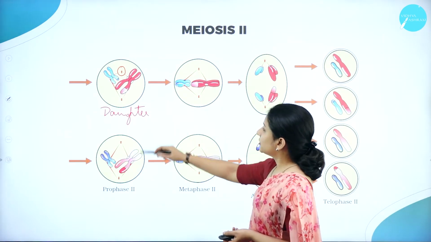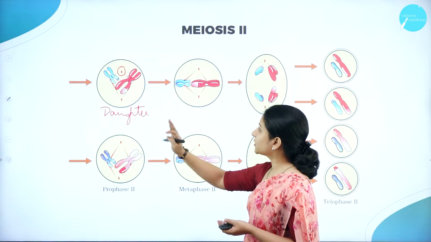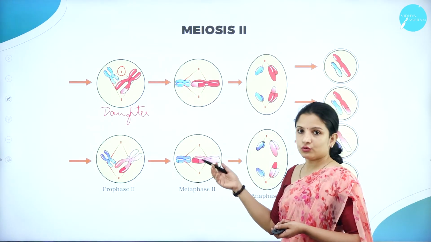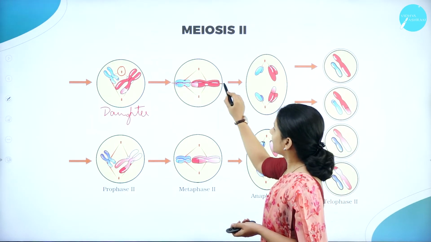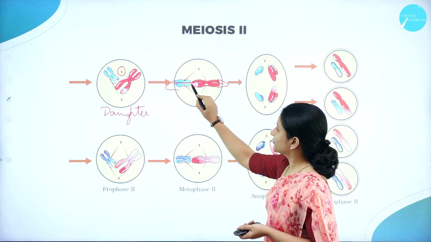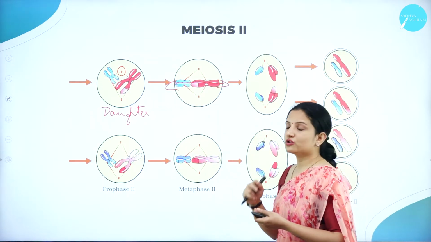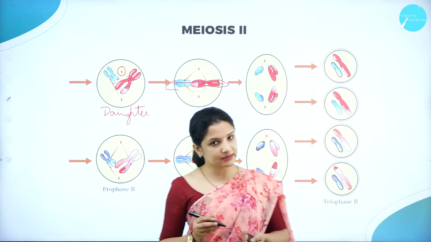And again here, the two cells are dividing. The same thing will occur here. Then it will enter into metaphase 2. In metaphase 2, again the chromosomes will get arranged on the metaphasic plate, on one linear line. After that, it will enter into the anaphase stage.